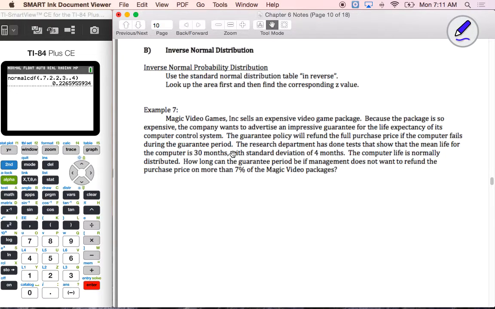Okay, so here we've got our picture. We have our mu here, it's always in the middle. Now they are telling us we have less than 7% because they don't want to have to do any more refunds than 7% or less. Even though it says they don't want to refund purchase price on more than 7%, they're saying 7% and below is what they want to refund on. So I need to figure out what is that X value that goes with this 7%. That's what we're trying to find.